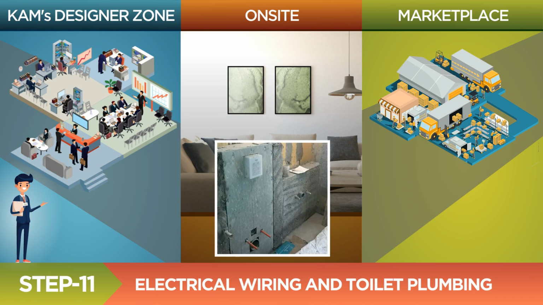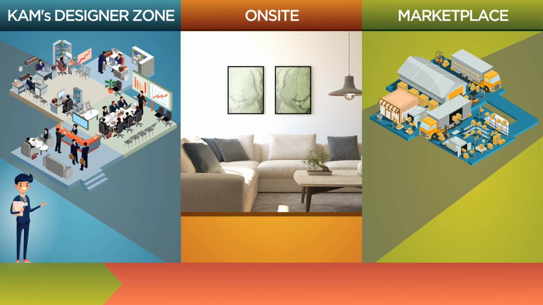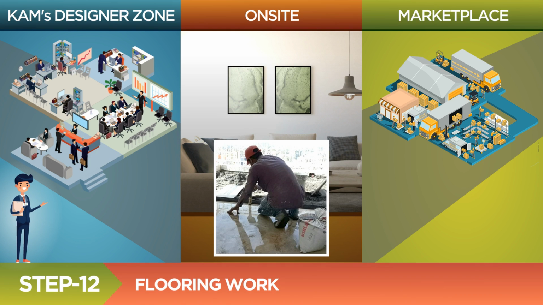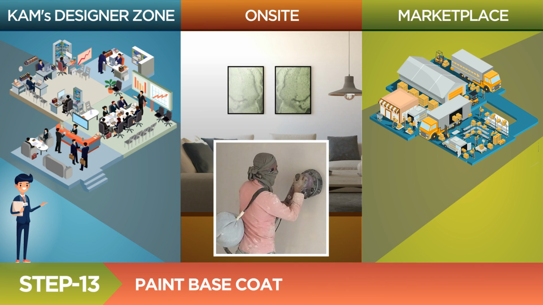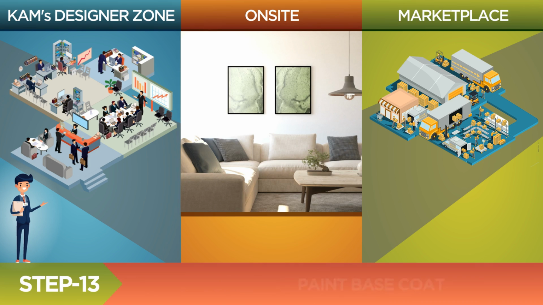Electrical wiring and plumbing for the toilet are completed. On-site flooring work starts according to the selected flooring. The paint base coat is given after the ceiling and electrification work is over.